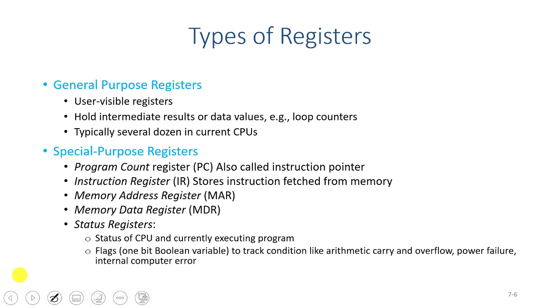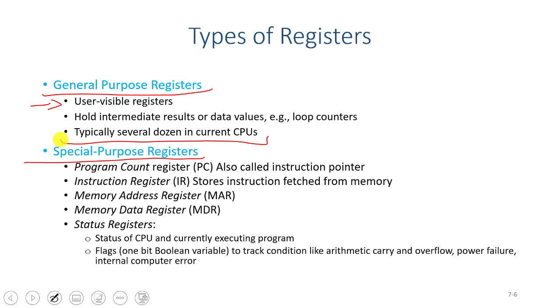We have two types of registers, general purpose and special purpose. General purpose registers are user visible. Once we start programming in assembly language in level 3, we are going to program the CPU using these registers. They hold intermediate results of values, loops, and counters, typically several dozens in current CPUs. General purpose registers are for the users to program and to use for their manipulation.